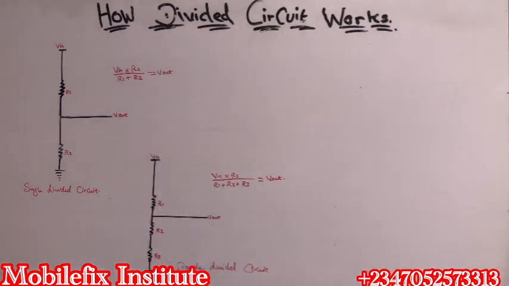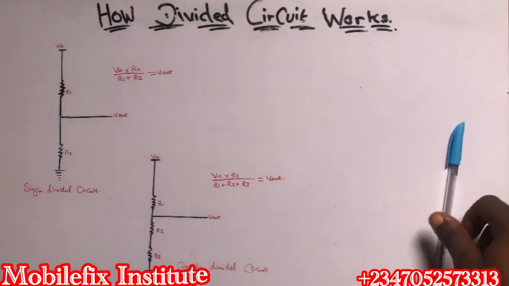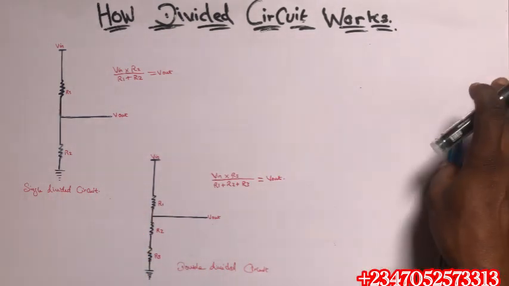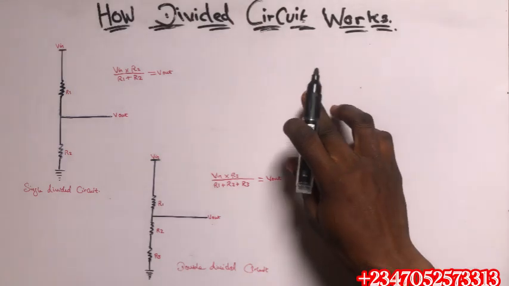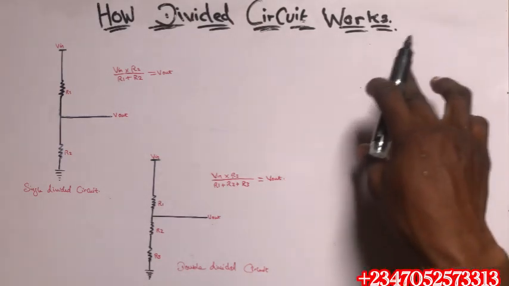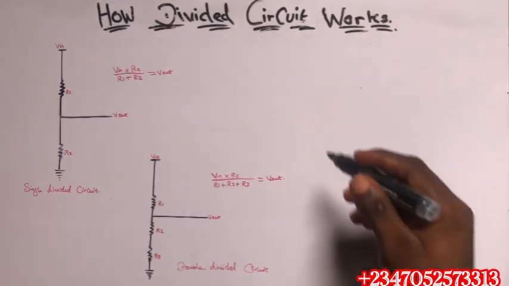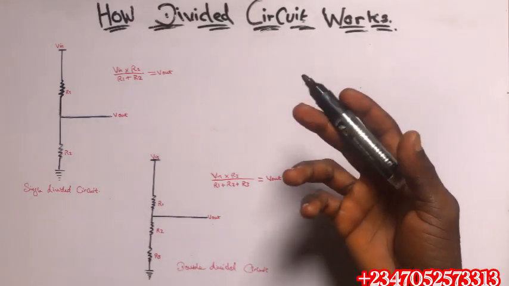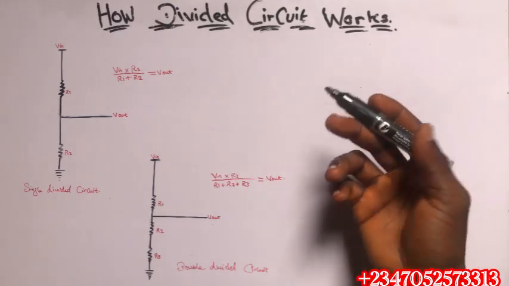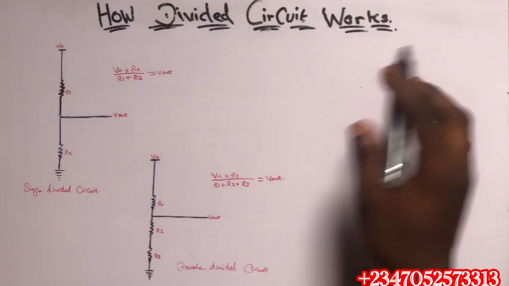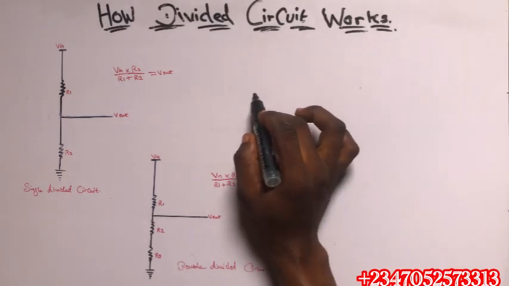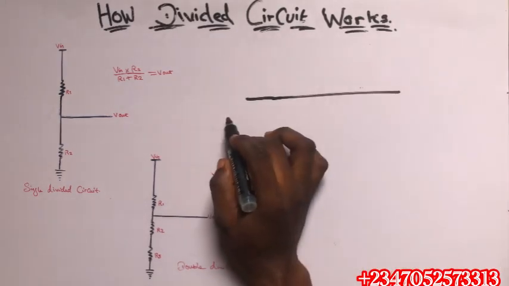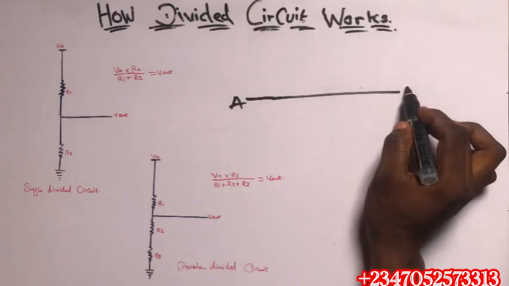Okay, now before I begin to explain this, there is what we call series connections and parallel connections. For example, there are a lot more to what I'm about to explain to you, so I just want to explain it very briefly. For example, we have a line here. This is point A and this is point B.